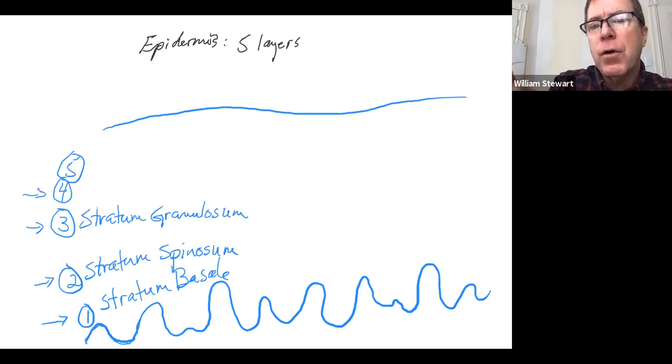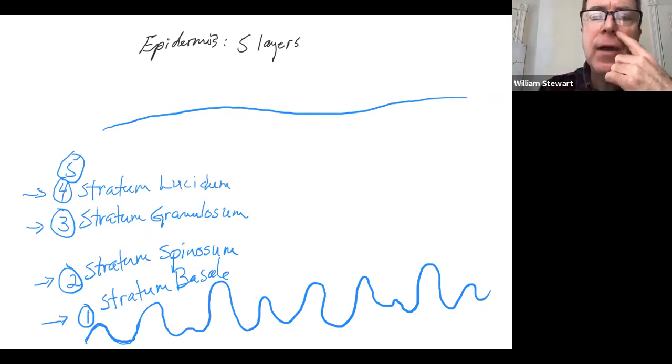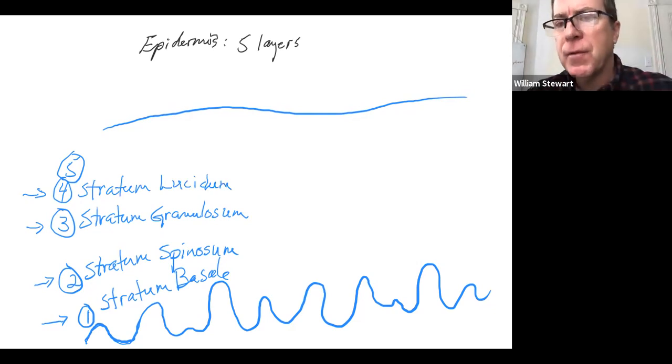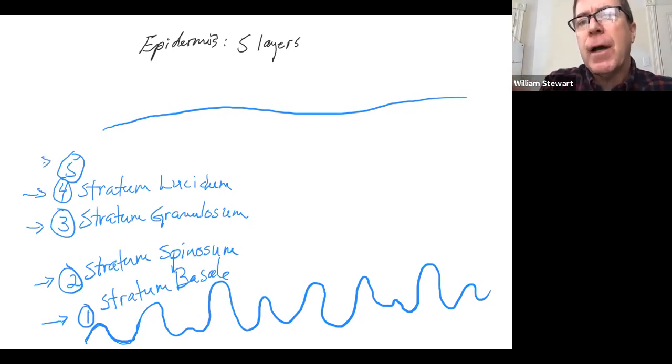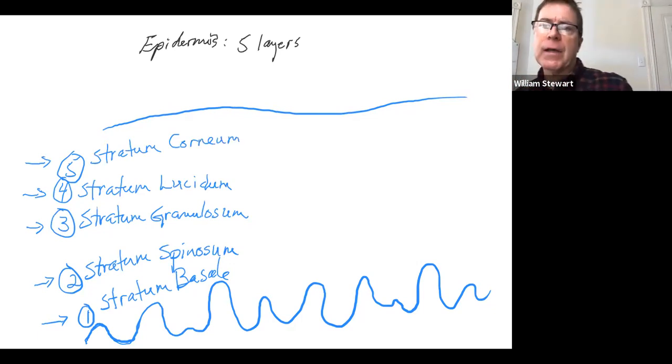Now, layer 4 is only found in certain places on the body. It's not found everywhere. It's called the stratum lucidum. And when I briefly talk about that, it's only found in what we call thick skin, which is the palms of the hands and the soles of the feet. But layers 1, 2, 3, and 5 are found everywhere. Layer 5 is called the stratum corneum. So there are the 5 layer names.